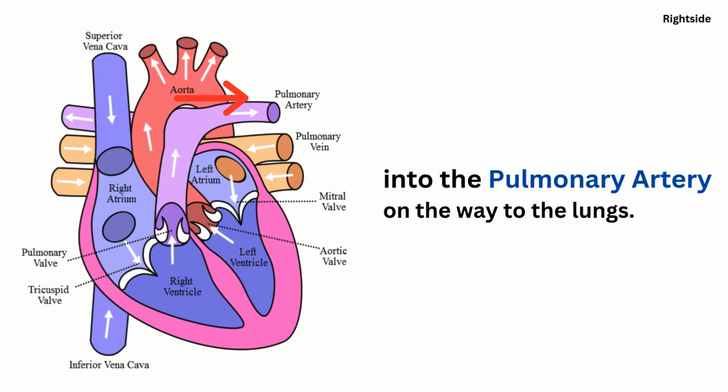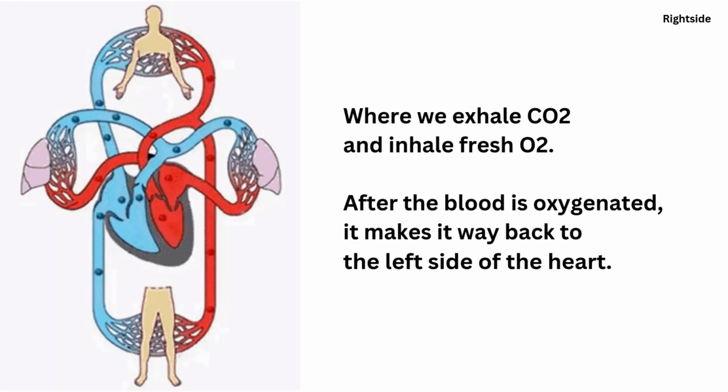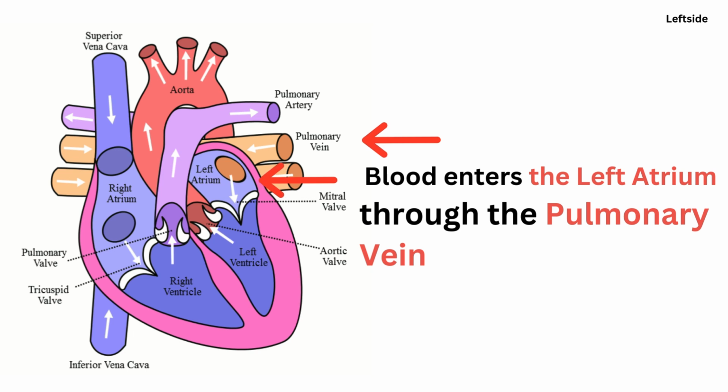the lungs, where we exhale CO2 and inhale fresh O2. After the blood is oxygenated, it makes its way back to the left side of the heart. Blood enters the left atrium through the pulmonary vein.